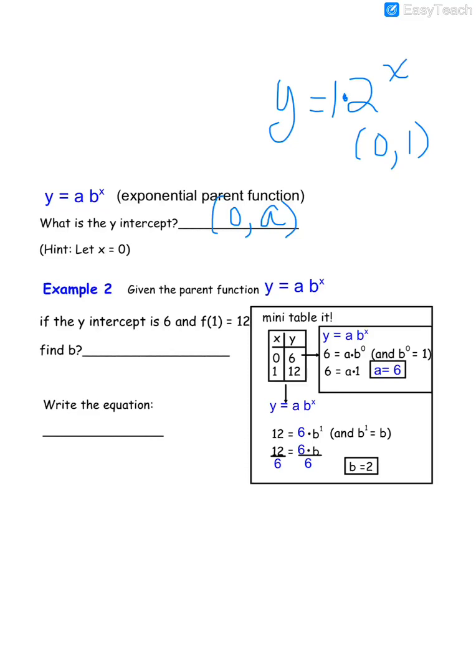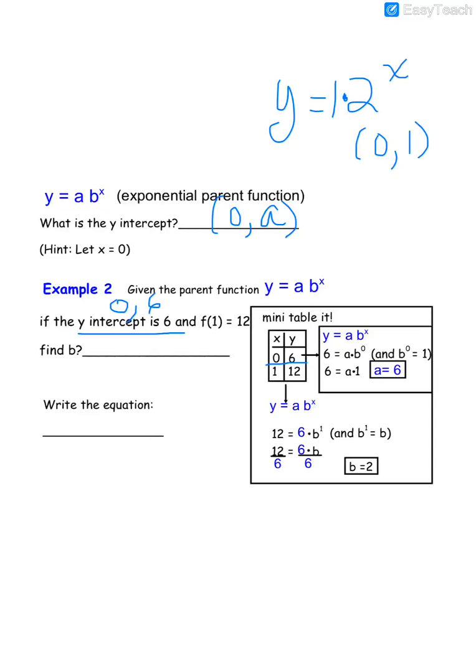The prior one that we just did had a 2 in front of it. So it had 2 to the 3 to the x power, and the y-intercept was at 0, comma 2. So given the parent function y equals a times b to the x power, if the y-intercept is 6 and f of 1 equals 12, we made this little table here. If the y-intercept is 6, that basically means it's 0, comma 6. That's how I got the first line. F of 1 equals 12, so we have 1, comma 12.